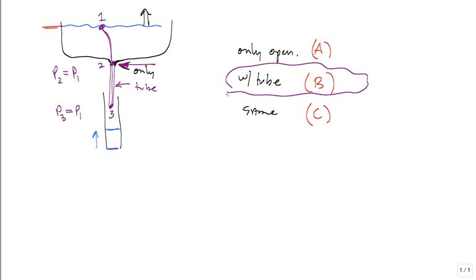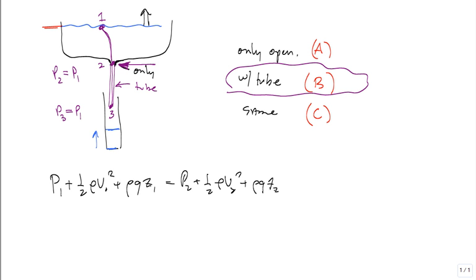Okay? You can do this too. Just compare and do 1 to 2 with Bernoulli's. P1 plus 1/2 rho V1 squared plus rho g Z1 equals P2 plus 1/2 rho V2 squared plus rho g Z2. We're going to say that the kinetic energy at the surface is negligible. And the pressure at 1 and the pressure at 2, because there's no tube and it's just open, are the same. And so the exit speed is the square root of 2 rho g H, which is Z1 minus Z2.